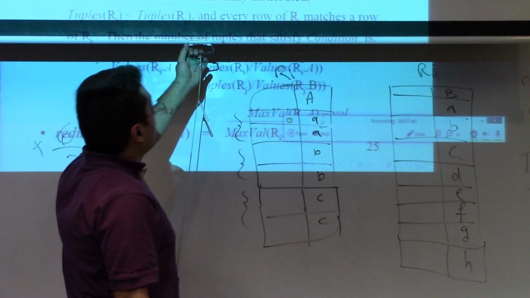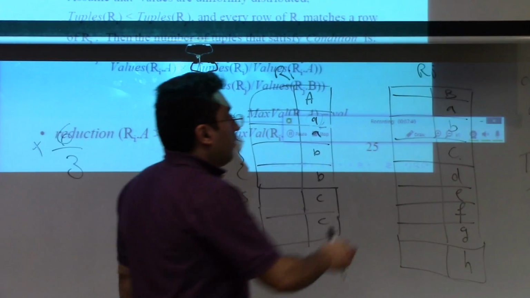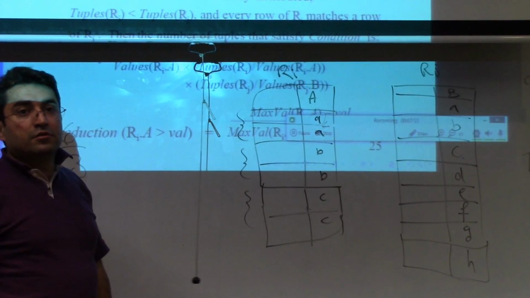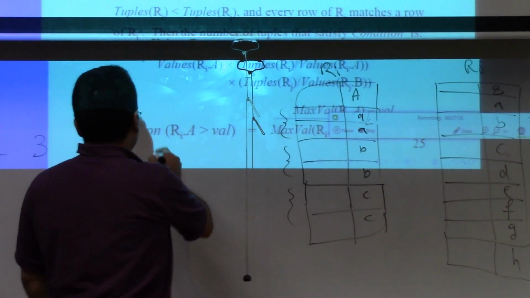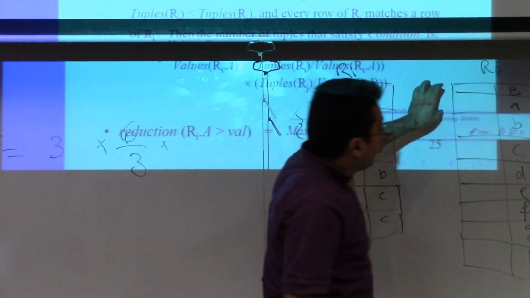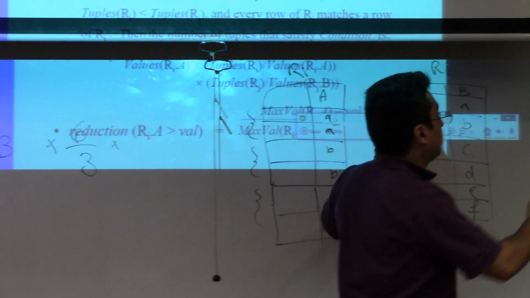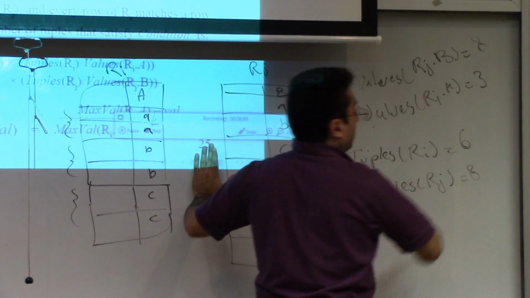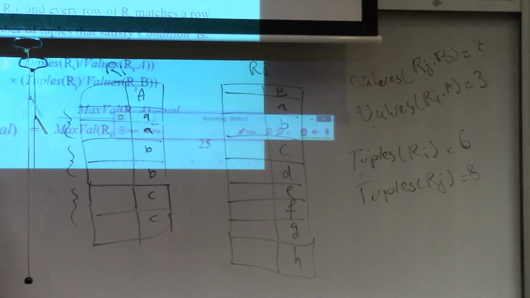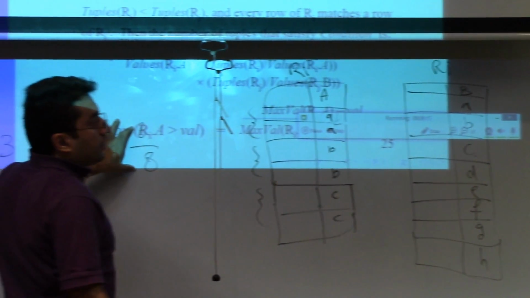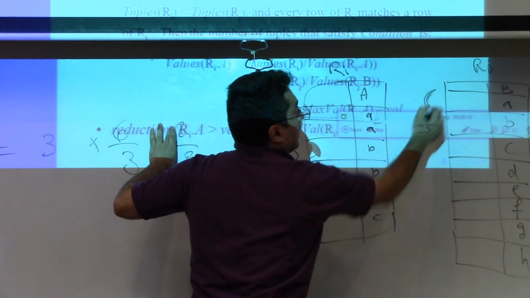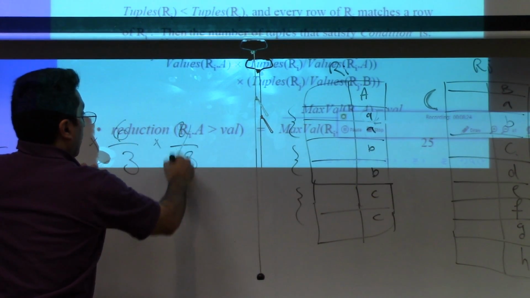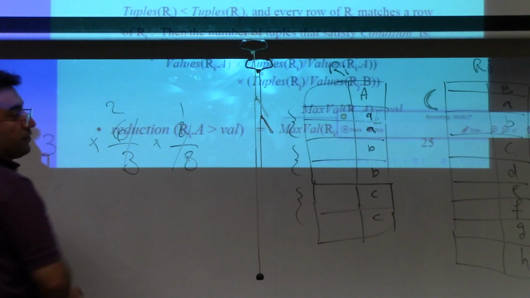Okay? So, how many sections do we have matching with this Ri here? 8. Now here, values of Ri is now 8, right? And tuples of Rj is also 8. 8 divided by 8. What is this 8 divided by 8? The size of this section for each of these values. Right? So 8 divided by 8, which is 1, 2, 3, 6. Right?